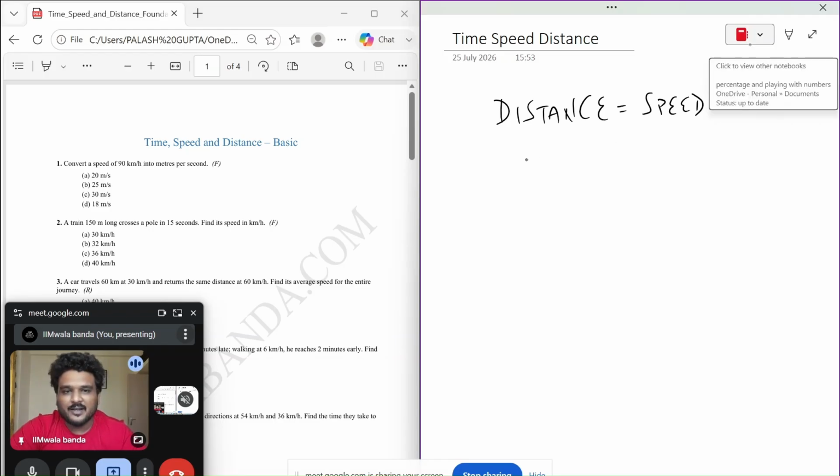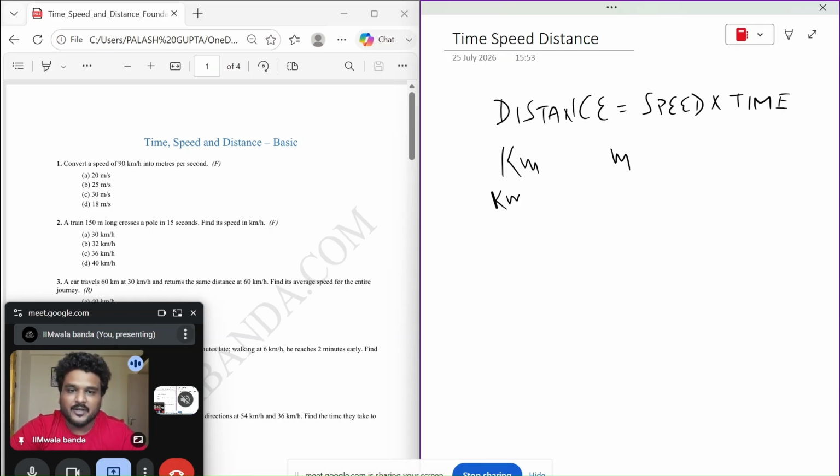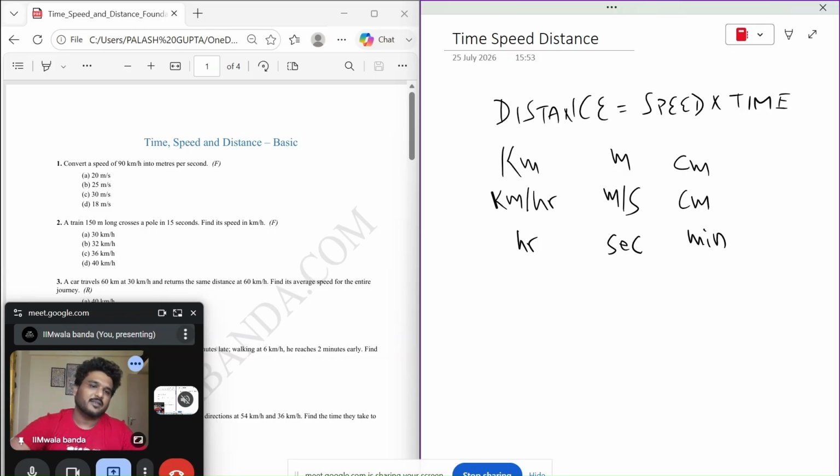So what I mean by that is that essentially we need to know what are the units of measurement. Distance can be measured in kilometers, but we can also measure it in meters. Speed can be in kilometer per hour, and time can also be calculated in hour. Speed can also be in meter per second. Time can also be in seconds, and sometimes it can also be in minutes or maybe in centimeters. So basically, it is just about being able to match all of them in one system, and that is a lot many times how CAT frames the questions.